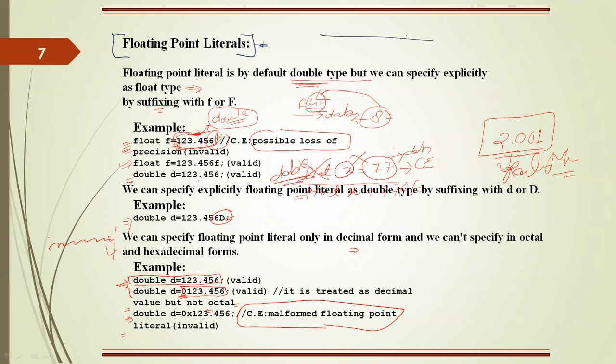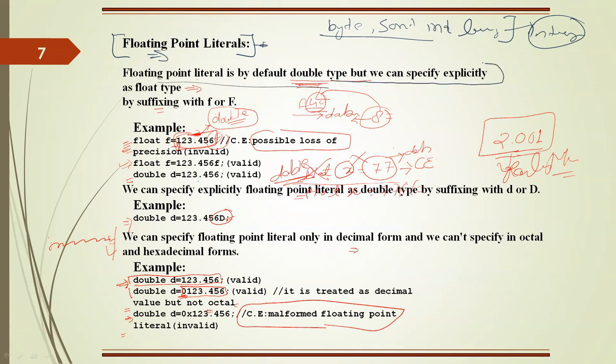Inside the integral, we have four types. What are they? Byte, short, int, long. They belong to integral literals, right? In the floating literals, floating point literals are double type by default, but we can specify explicitly as float, right? If you take float f equals to 10, then it will be taken as a double type. It will not be taken as a float.